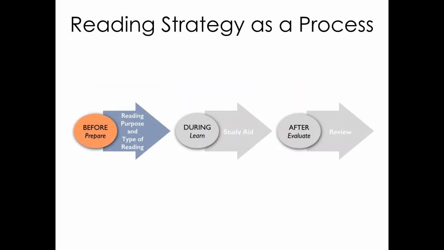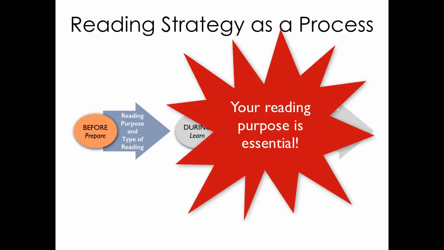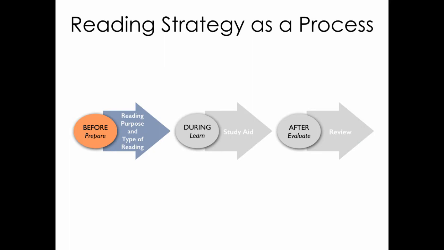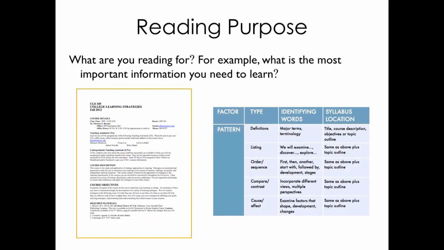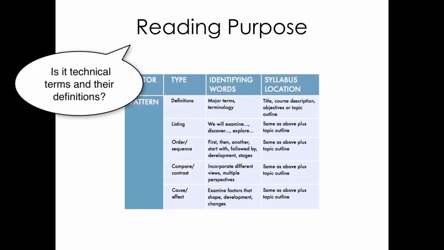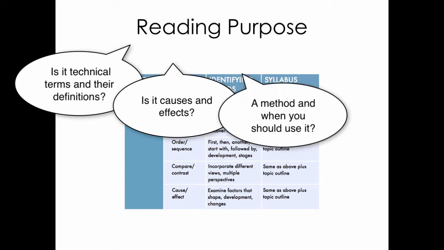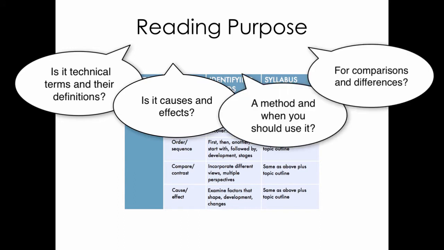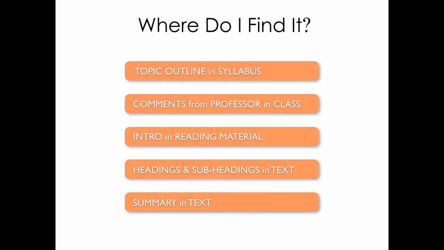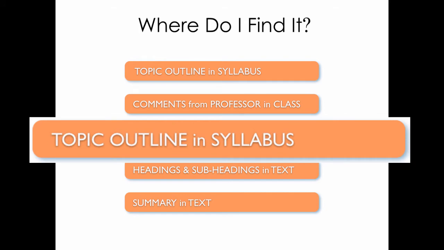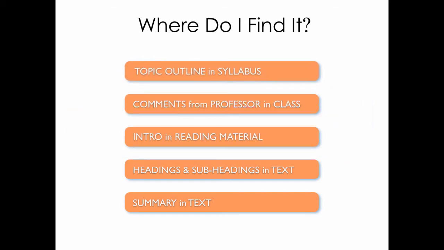The process begins with preparing for your reading. Your reading purpose is essential. It tells you what your professor wants you to get from the text. So ask yourself, what are you reading for? Is it technical terms and their definitions? Is it causes and effects? Are you looking for a method and then when you should use it? Are you looking for comparisons and differences? You know the answer to these questions. It's in the syllabus. If you need a refresher, replay the video clip, syllabus.